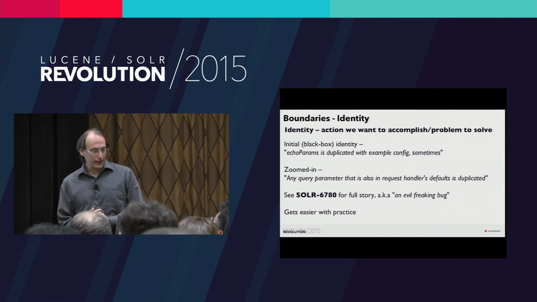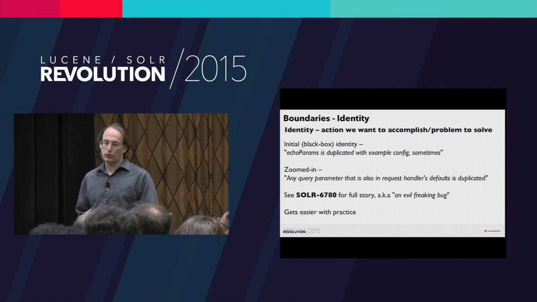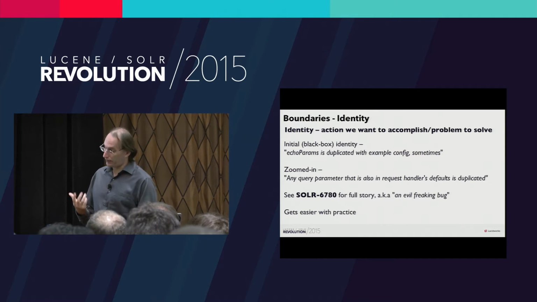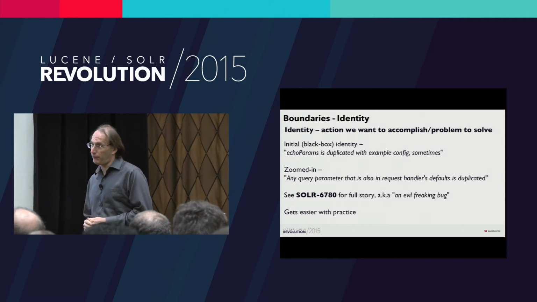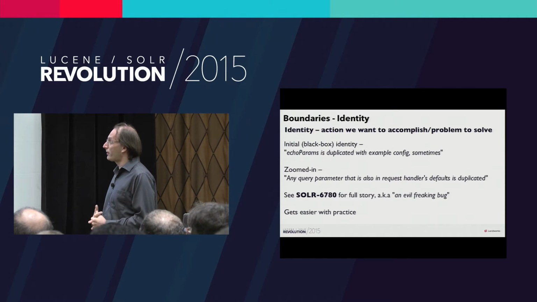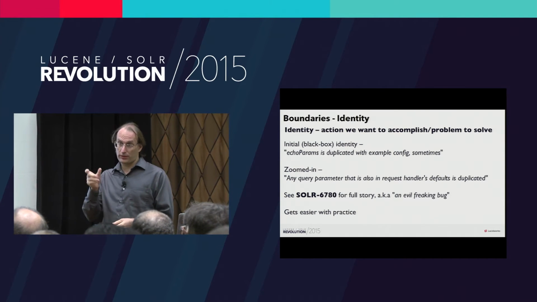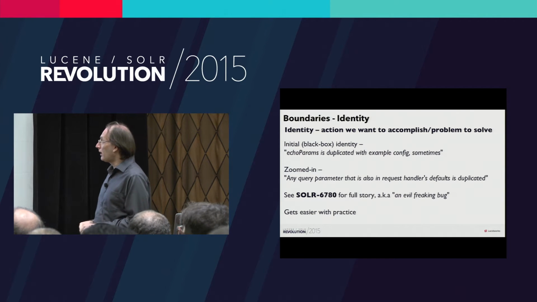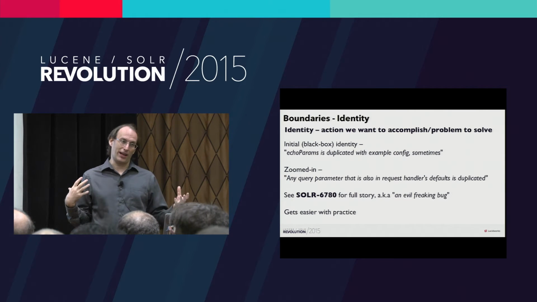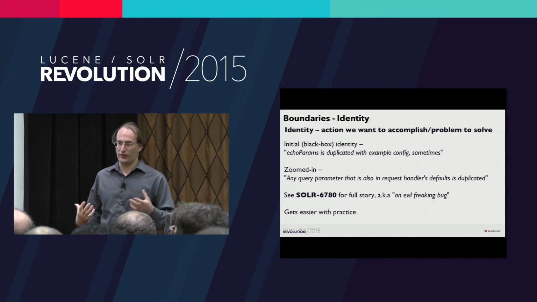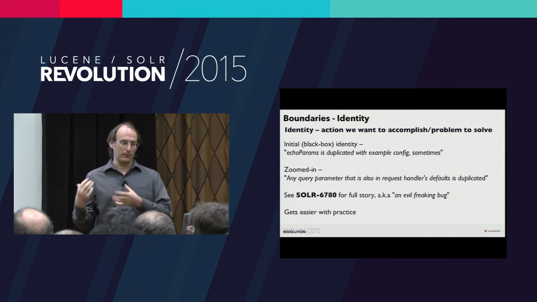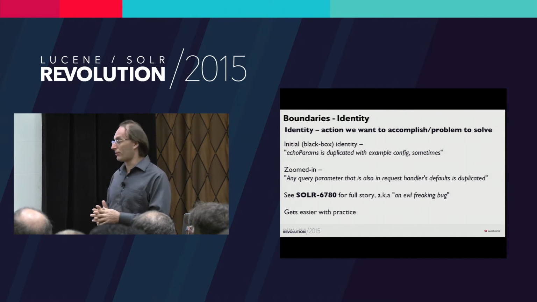Identity is an action we want to accomplish or a problem we're trying to solve. Here's an example that came from the mailing list a little while ago. Somebody said that the echo params parameter gets duplicated with an example config, sometimes. They couldn't quite narrow it down. It just happens sometimes, and they couldn't figure out when. But it was causing some minor problems with the client, because they didn't expect that parameter twice, and it complained about it and so on.